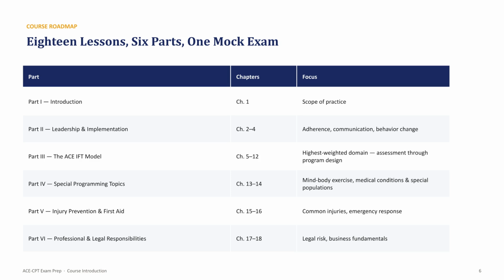populations. Part 5 is injury prevention and first aid, covering chapters 15 and 16, common injuries and emergency response. And Part 6 is professional and legal responsibilities, covering chapters 17 and 18, legal risk and business fundamentals. 6 parts, 18 chapters, one continuous path from your very first lesson to the final mock exam.